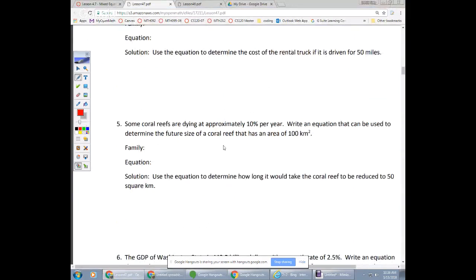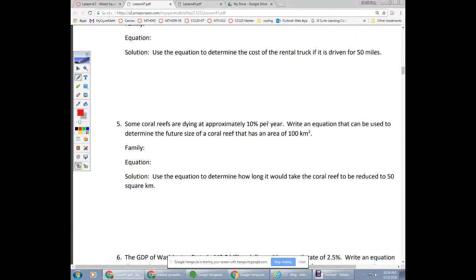Yeah, we're losing 10% per year. So if we're losing 10%, what's our multiplication factor? No, not times 0.1. That's the percent off. What are we left with? Yeah, so the multiplication factor would be 90%.